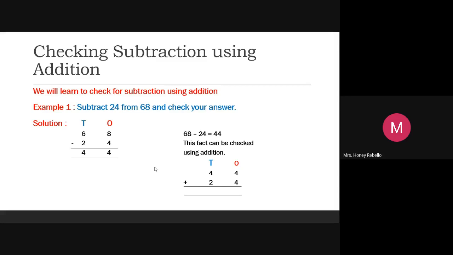Now we are taking example 1 over there. Don't say anything in your textbook now because you have done it already. There it's printed. Now we will learn to check for subtraction using addition. Now we are given two numbers. Always we have to write the biggest number first. Just look at the screen. I will tell you when to look into your book.